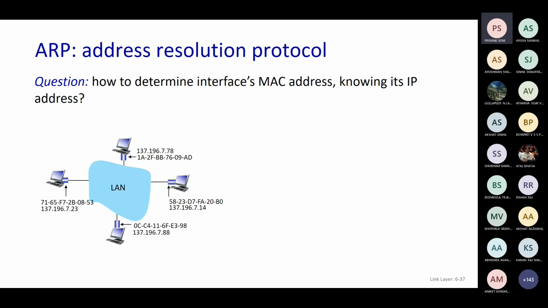Now, what if you do not know the MAC address of the destination? How do you determine the MAC address of the destination? If you want to send some data, if you want to identify the particular host, definitely you will require the MAC address, right? So how do you find out what the MAC address is? But it is given that you know the IP address of the destination host.